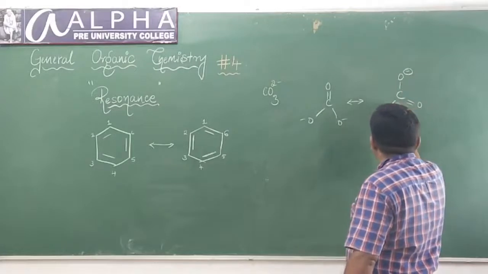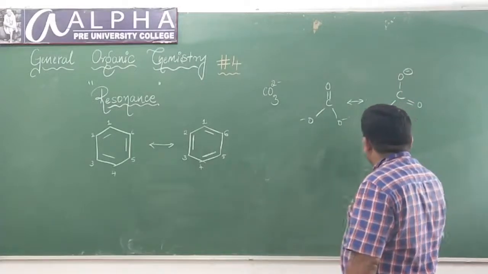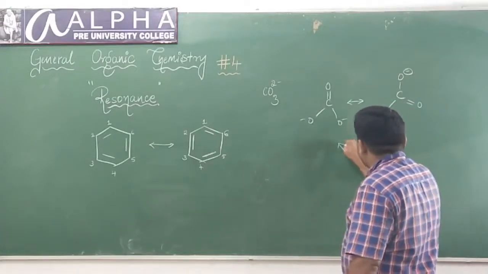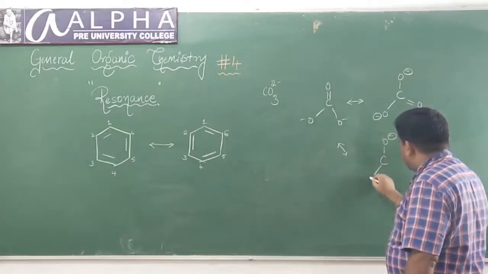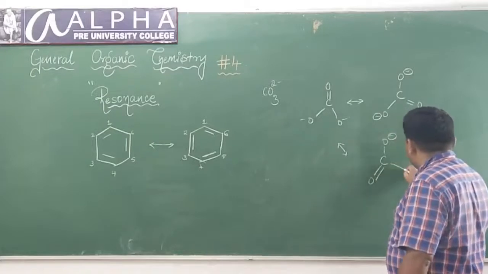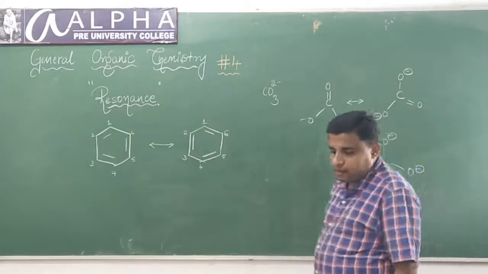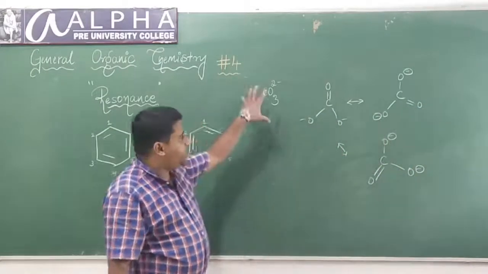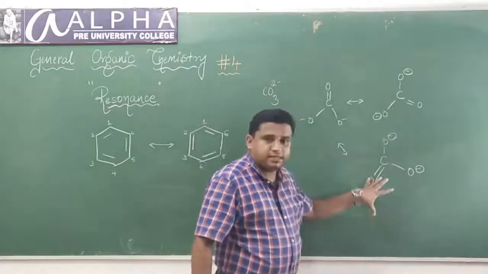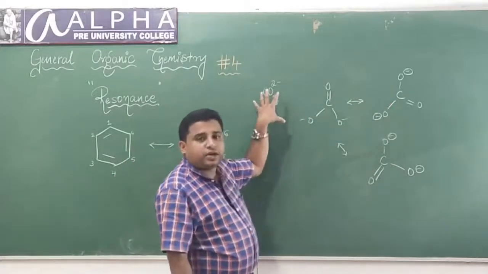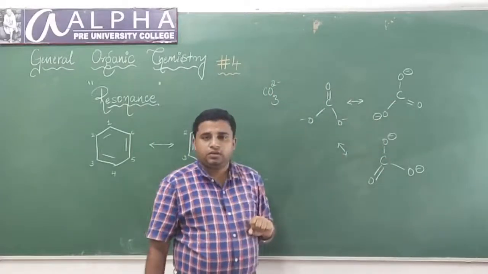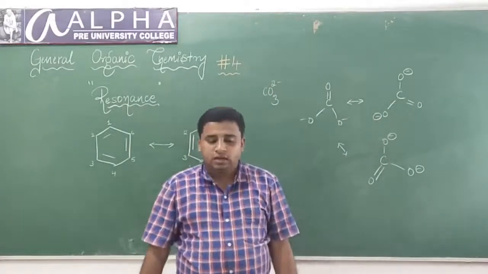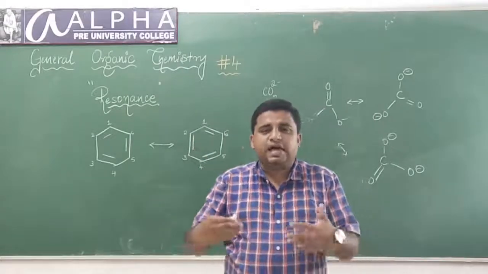Look here, and this is another form. Look here, I can represent carbonate in three different ways. I can draw the structures of carbonate in three different forms. Isn't it? Am I correct? Yes. Why did this happen?